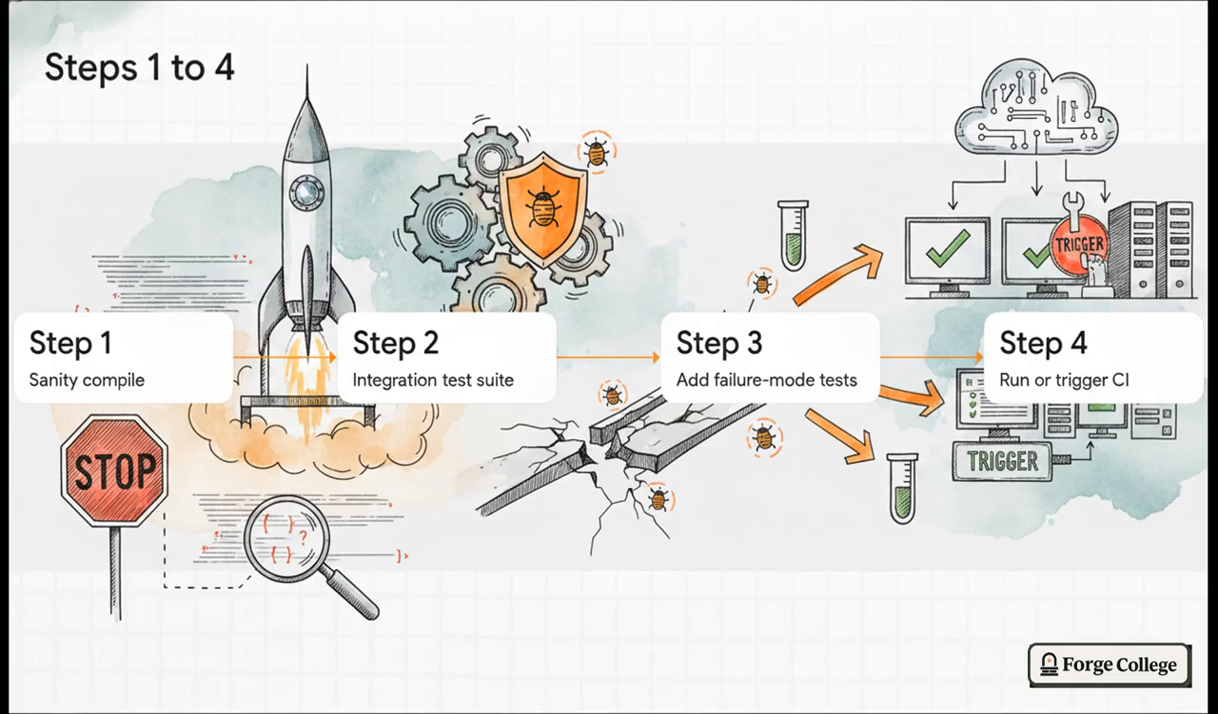Step 2 is firing up the full integration test suite. I highly recommend using a bail flag here to just stop the presses at the very first sign of trouble. Now, Step 3 is where it gets kind of fun. We expand our suite by adding 2 brand new failure mode tests to cover any edge cases we spotted earlier. And Step 4, run or trigger your continuous integration pipeline. We need to make sure the server environment perfectly matches our local results.